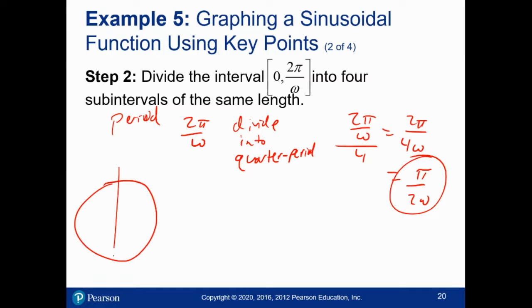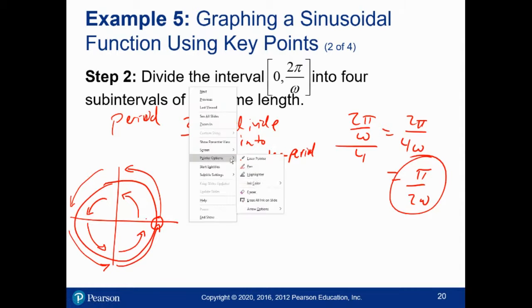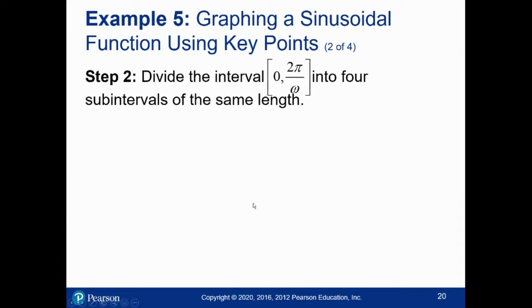Because what do the original trig functions do in quadrants? For example, let's look at sine. Sine goes per quadrant from 0 to its max, to its 0, to its min, to its 0, and then it starts repeating. What does cosine do? It goes from its max to its 0, to its min, to its 0, to its max. So every quarter period tells me a nice range of motion from my 0 to my maximum or my minimum, or vice versa. So what you do is indicate how long that is.